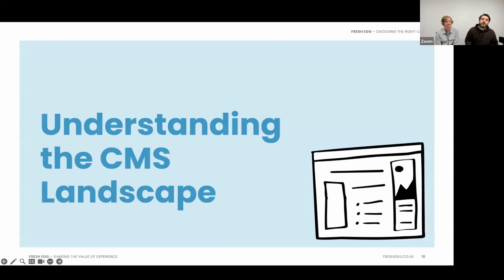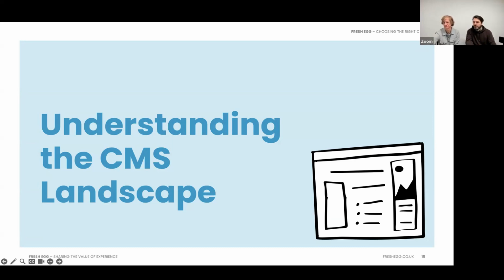Cool. So before we go into some of the key decision factors for choosing the CMS, I first want to talk a bit about understanding the CMS landscape, because there's a lot of terminology that you might hear around. So headless, open source, proprietary, etc. I just want to go through a few slides and explain what some of these terms are.